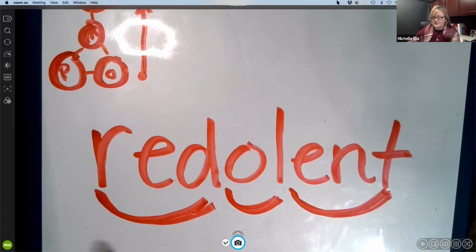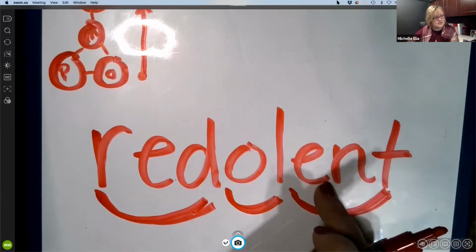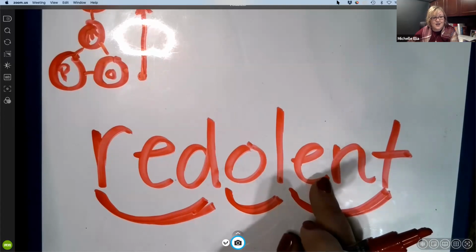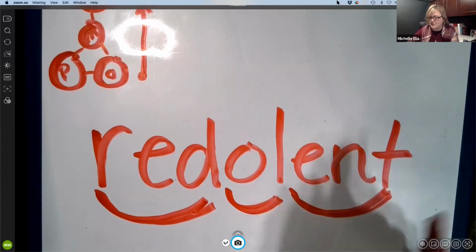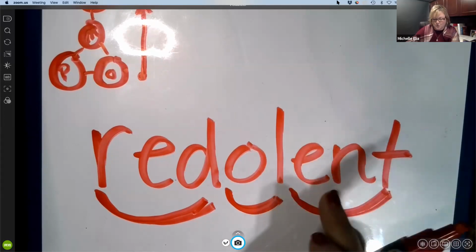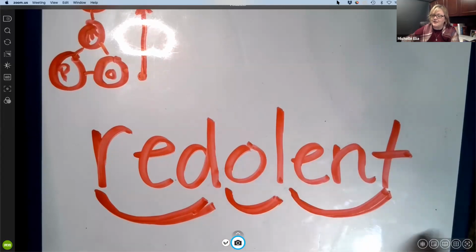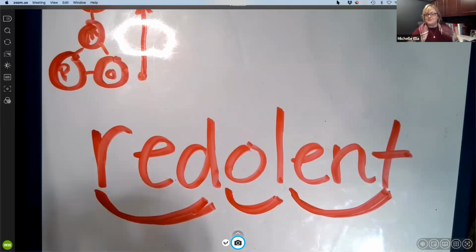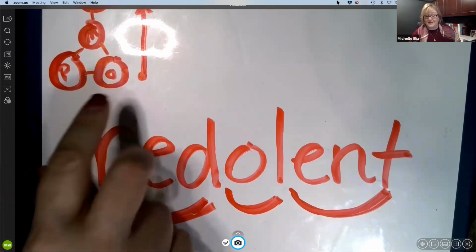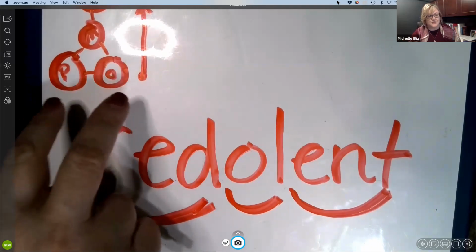And then my last syllable here is a closed syllable. Sometimes it sounds like an F, but sometimes it too can sound like a schwa sound because it's an unaccented syllable. But here my vowel is short. So redolent is my word, redolent. Now I've tapped into phonology, I've tapped into orthography, and I've built a strong foundation here.